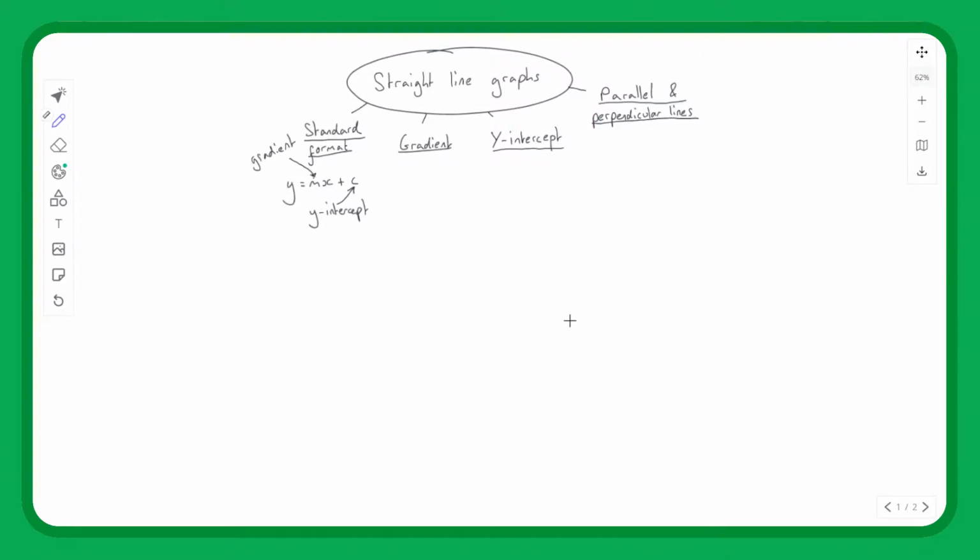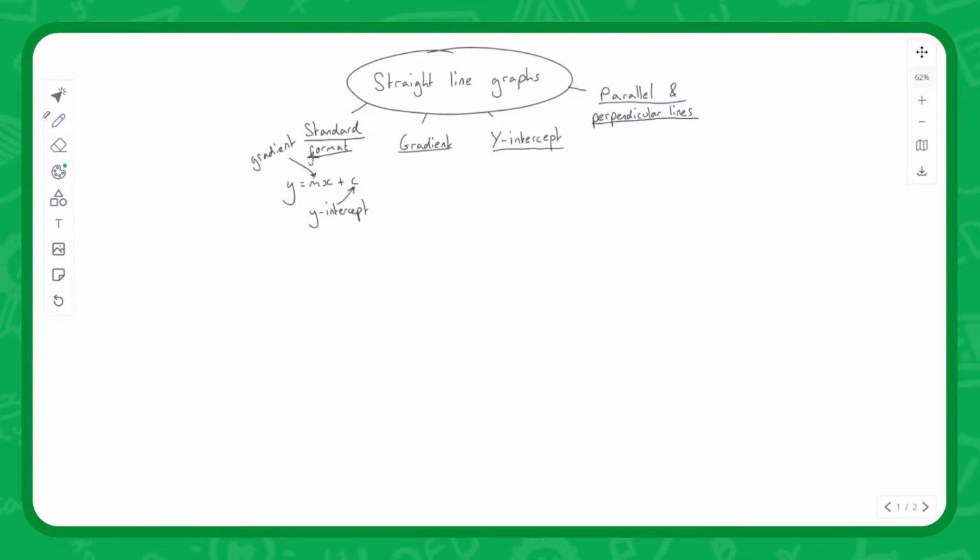Okay, so we're looking at straight line graphs, and we're first going to understand the standard format, this slightly weird looking y equals mx plus c equation. We're going to look at the gradient and the y-intercept and what they actually mean. And finally, we're going to do a couple of examples of parallel and perpendicular lines once we understand what the gradient is telling us. And we're going to finish off with an exam style question.